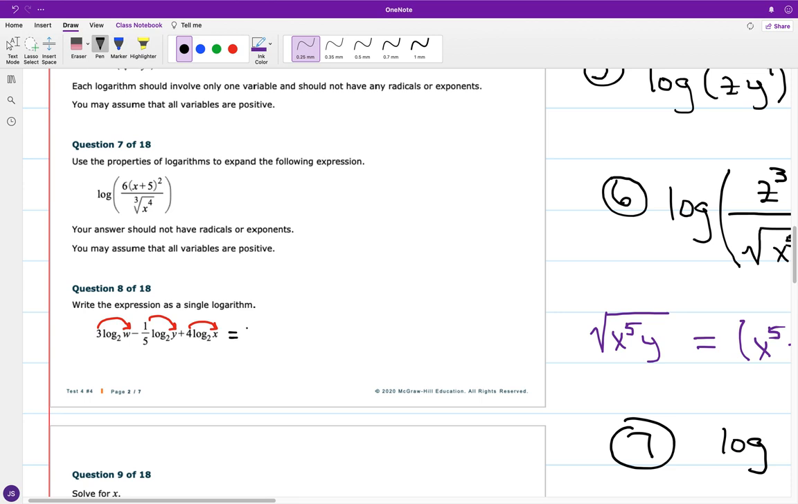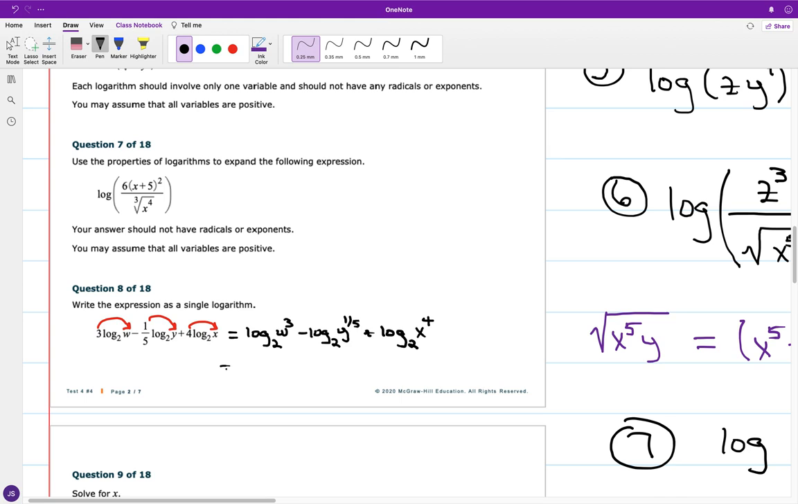Okay, so I have the base 2 logarithm of w to the third, and we have minus the base 2 logarithm of y to the 1/5, and we have plus the base 2 logarithm of x to the 4th.